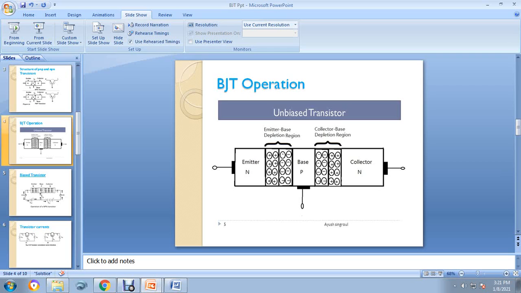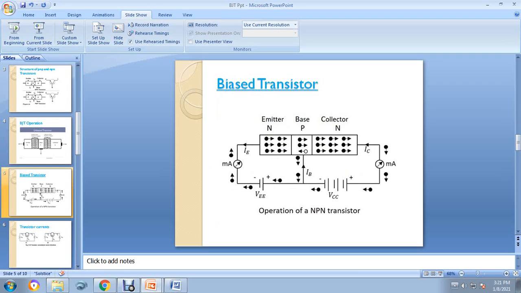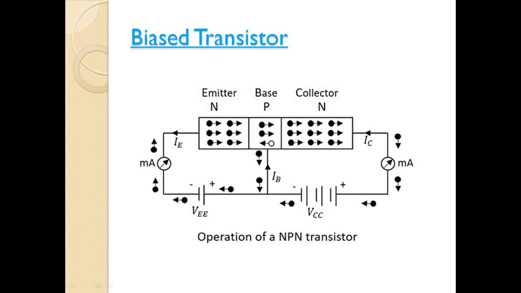Now let us discuss the next topic. Here we have discussed the transistor without application of an external voltage. Now let us discuss the biased transistor, when you are applying some external voltage. So this is the circuit diagram of your biased transistor.